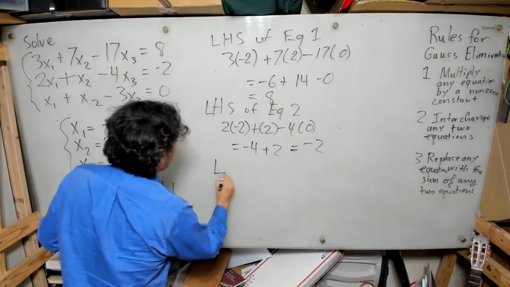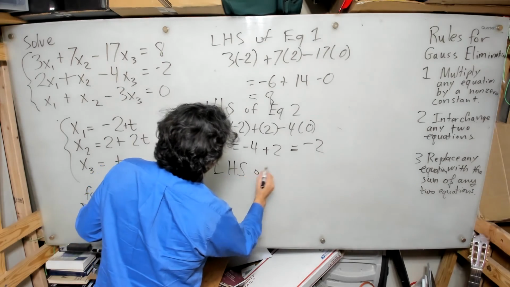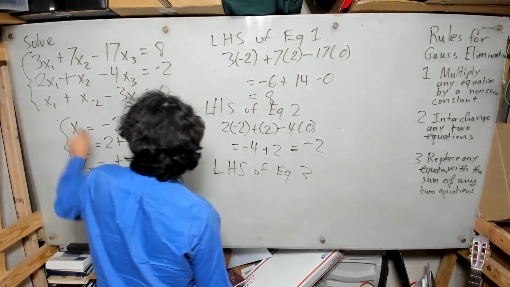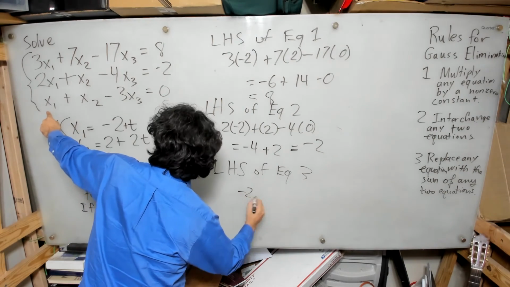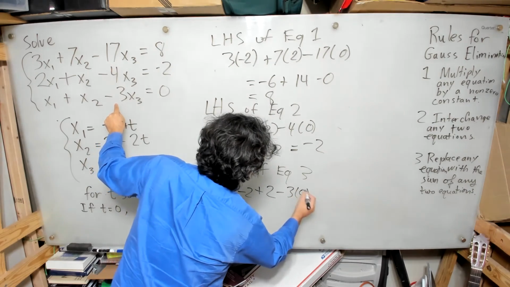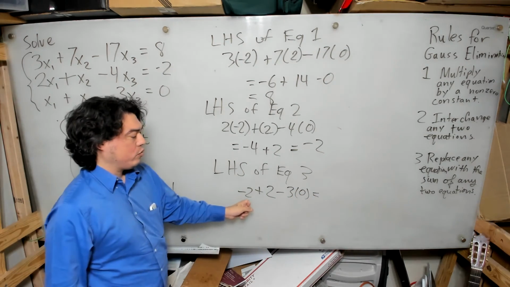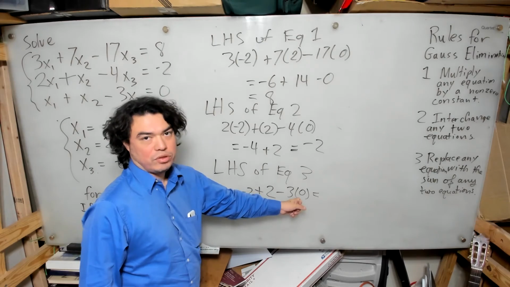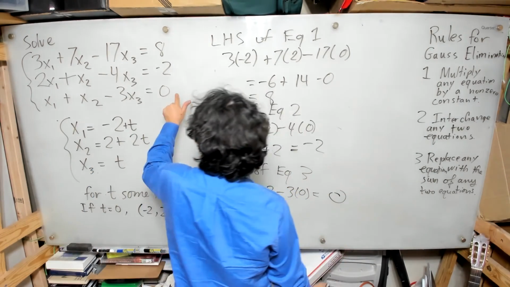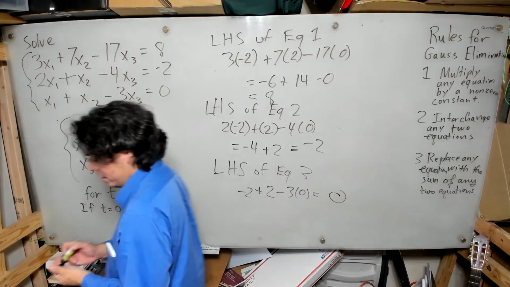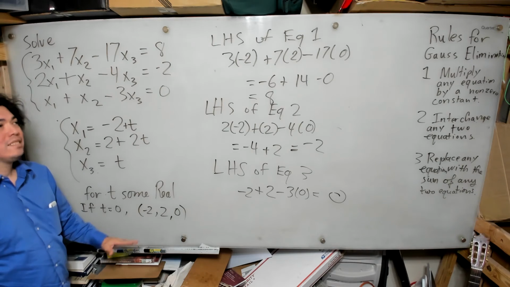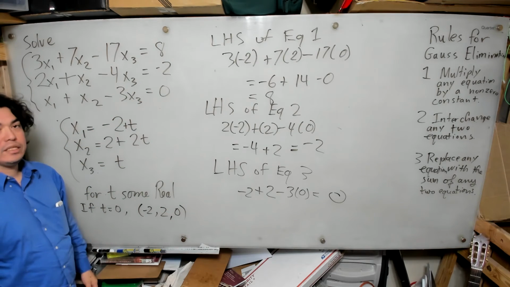Finally, the left-hand side of equation 3 is negative 2 plus 2 minus 3 times 0 equals, well, here you can see negative 2 plus 2, that's 0, minus 3 times 0, that's 0. So 0 minus 0, 0. And so what we've just shown is that this particular solution satisfies all the equations in the system.